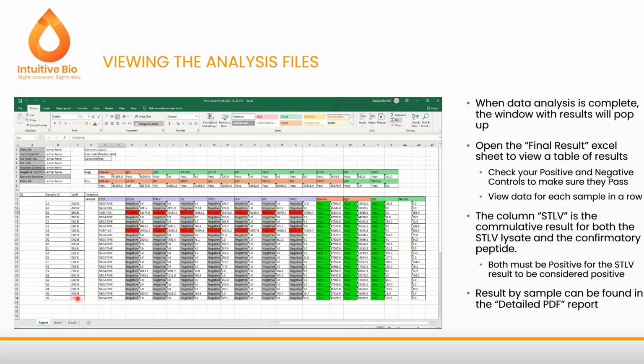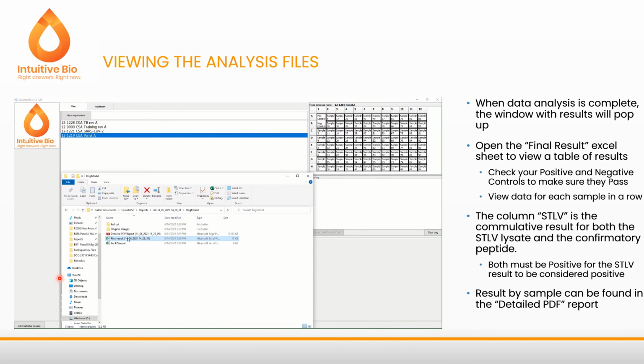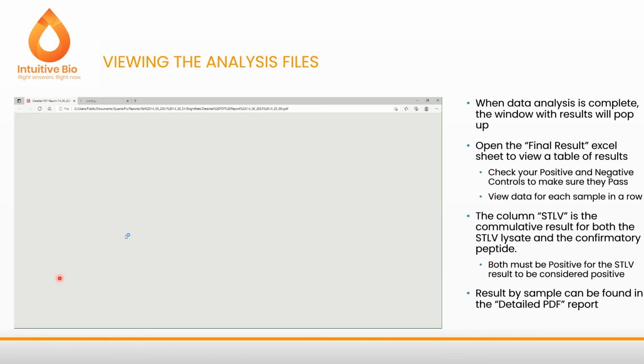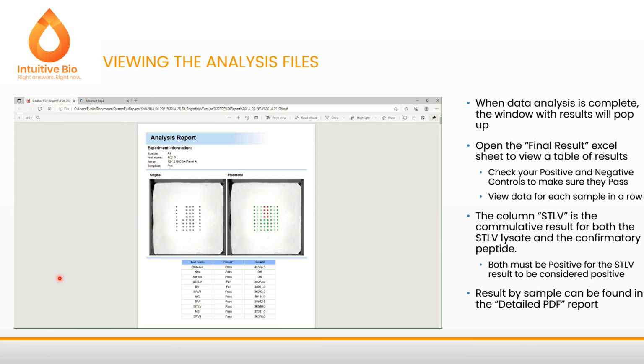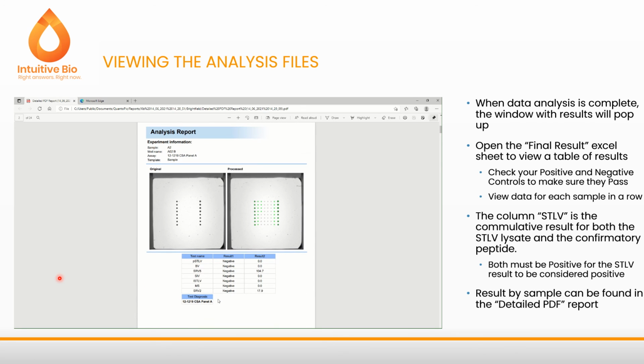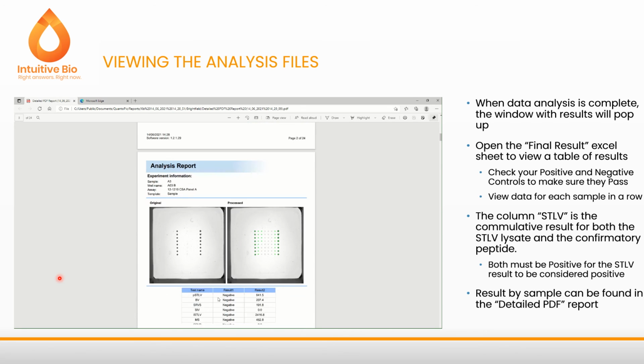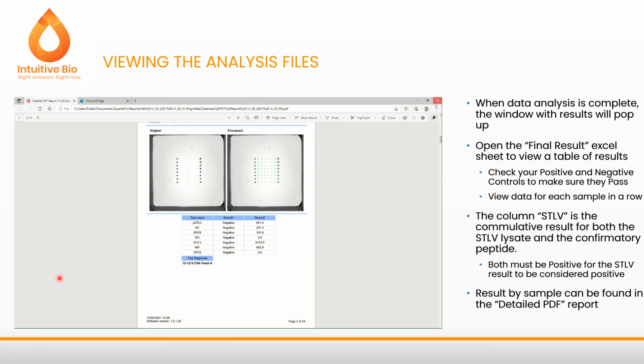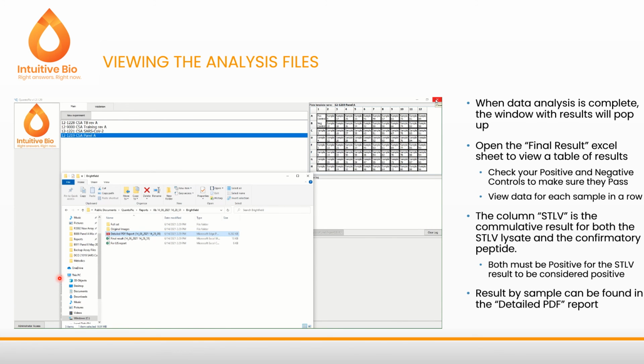The final result Excel sheet has a tabular view of all of your samples. The detailed PDF result shows individual results for each sample. All the reports are found in the same folder that opens when the scan is complete. These results will be available for viewing, and a shortcut is found on the desktop to look at them.